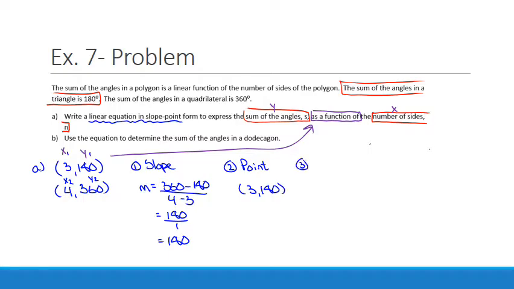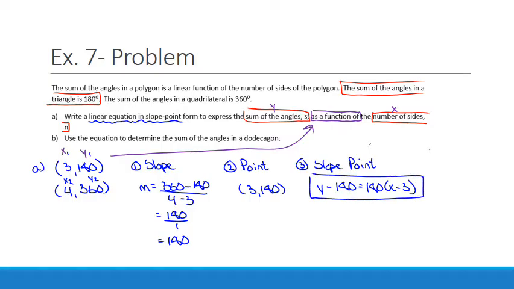Third part, I can now put it in slope point form. Okay, so slope point, so it's going to be y minus 180 equals 180 again. I had to look twice there as well. x minus 3. All right, that's my slope point form. Now, that's all of A. B, use this equation to determine the sum of the angles in a dodecagon.